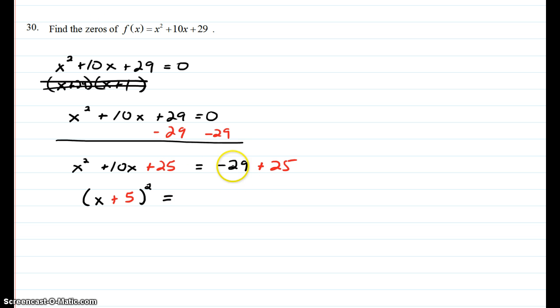So that gives us negative 29 plus 25 is negative 4. Now we just need to get rid of that square. So we square root both sides. Now you get x plus 5 equals plus or minus the square root of negative 4, which is 2. The square root of the negative is going to give us an i. So we get plus or minus 2i. Now last step, minus 5 over.